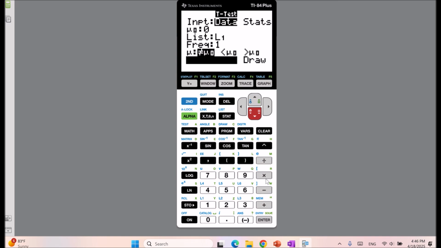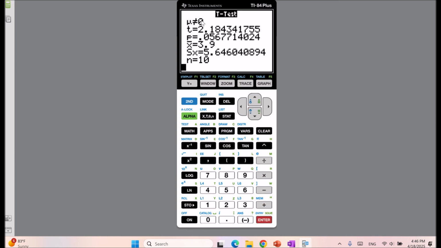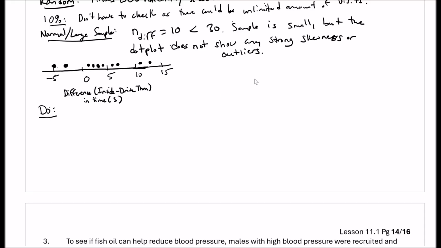And then we're going to go to calculate. And again, that gives us our t-score, gives us our p-value, and it gives us our x bar that we had earlier, and all of that. Okay, so there's both steps there. All right, so even though we did both steps, I'm going to show the calculation as well.